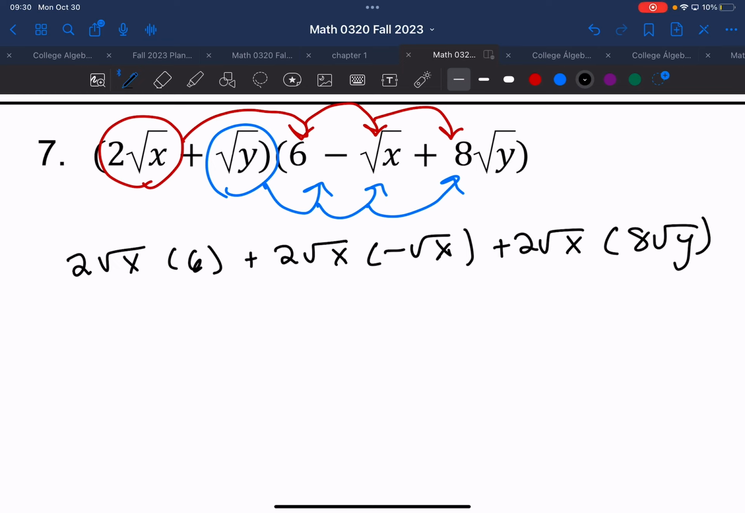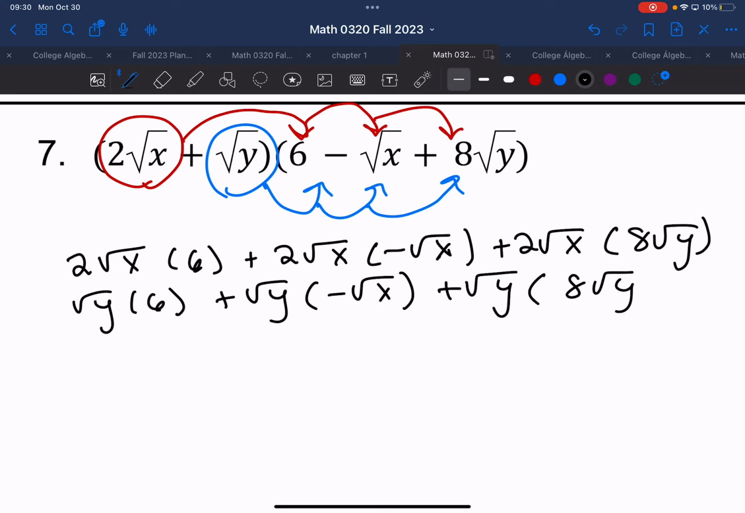Now looking at everything in blue. So we have square root of y times 6 plus square roots of y times negative square roots of x plus square roots of y times 8 square roots of y. So we should have 6 terms now that we're going to be simplifying. So looking at the first one, 2 square roots of x times 6, the only numbers that are being multiplied are what? 2 and 6. So we have 12 square roots of x.